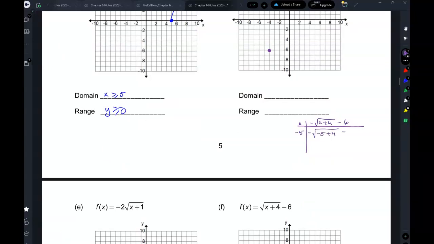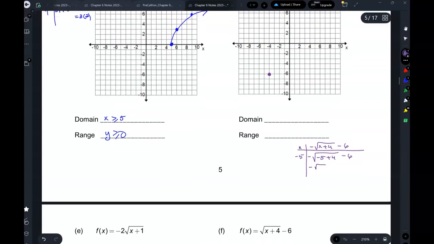Negative 5 plus 4. So this is negative. Oh, no. Oh my God. I shouldn't have picked negative 5. What should I have picked? The next one over is what? Negative 3. I'm sorry. So this will be negative root 1 minus 6. Negative 1 minus 6, negative 7. Look, it goes down here.